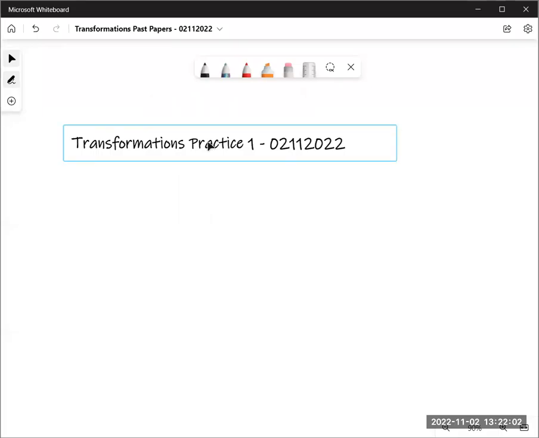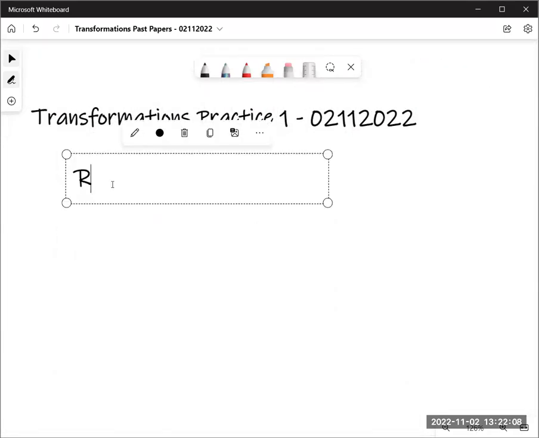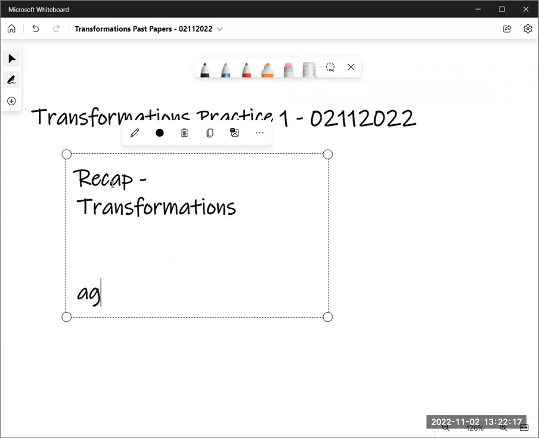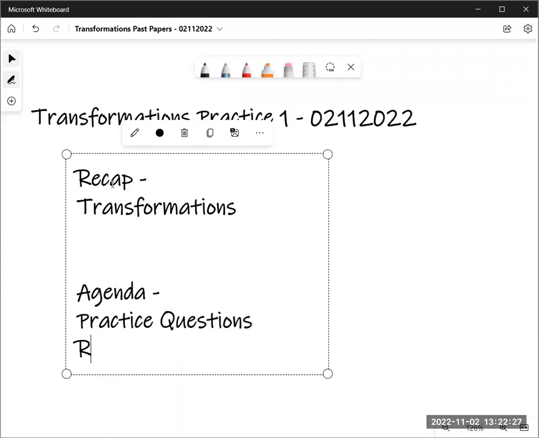We're studying IGCSE physics, mathematics, and we're starting transformations practice 1. Now in this class, let's just recap what we did in the last class. We did everything about transformations, right? We just recap it today. Then the agenda would be practice questions and recap transformation methods.